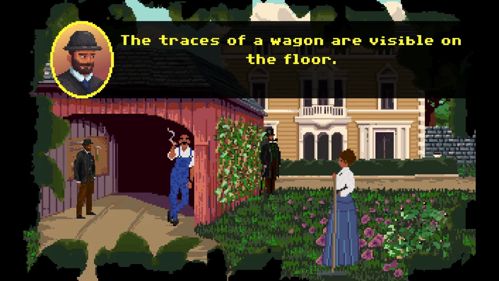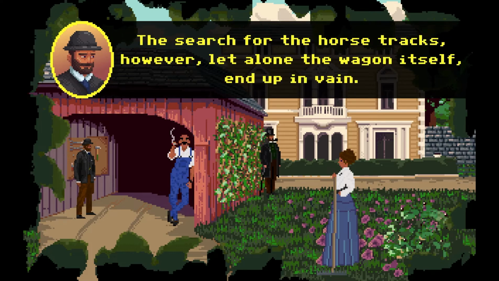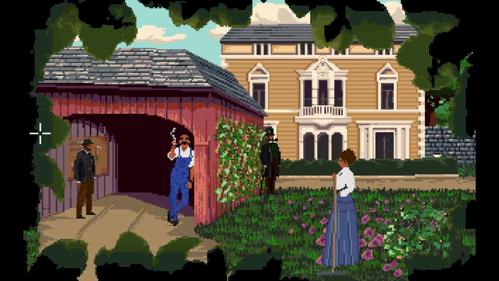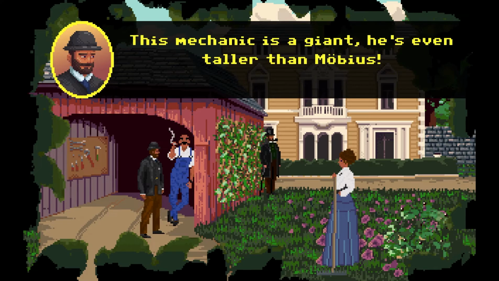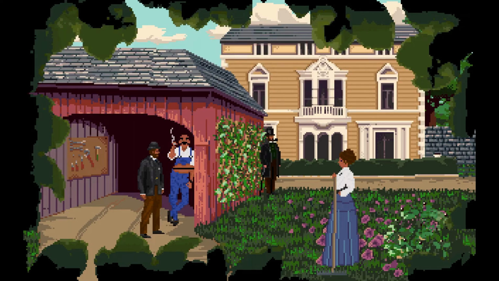The traces of a wagon are visible on the floor. Search for the horse tracks, however, let alone the wagon itself, end up in vain. Maybe she's lying even about the horse and carriage thing. This mechanic is a giant. He's even taller than Mobius. Mechanic, eh? You know your way around some brake wires. Could just show him.